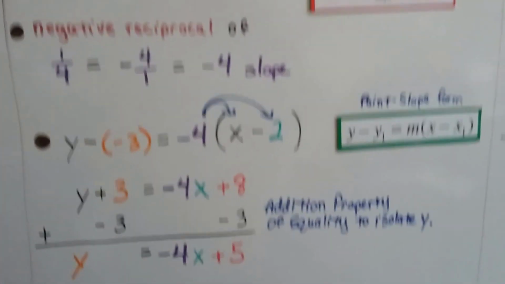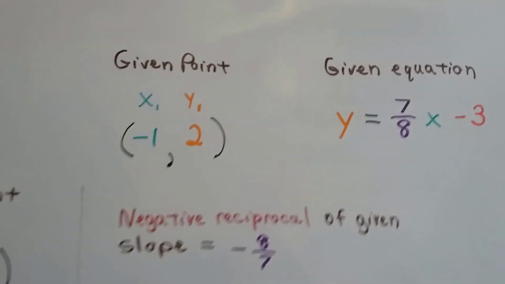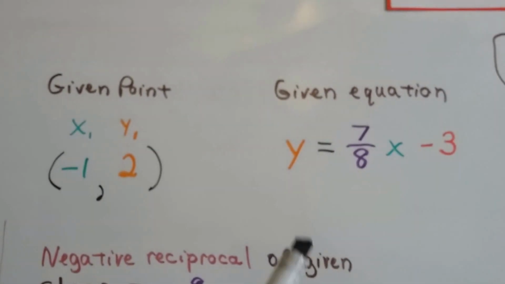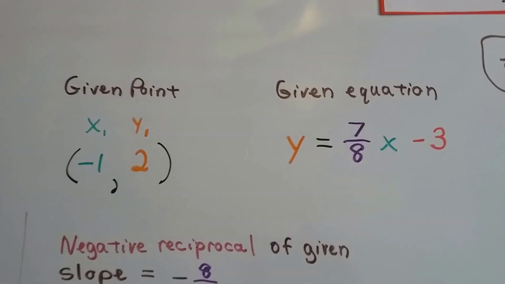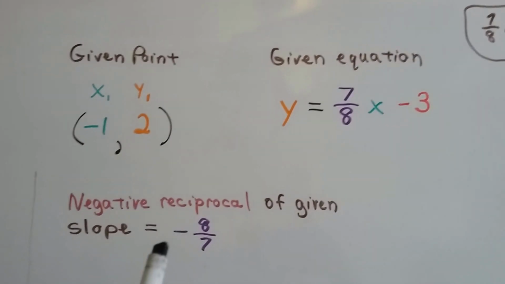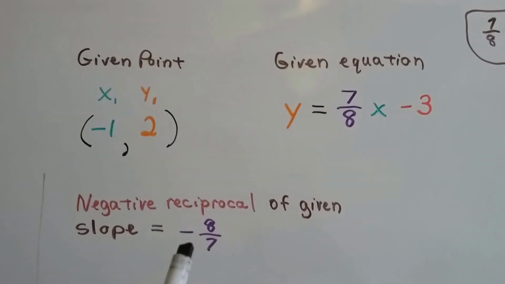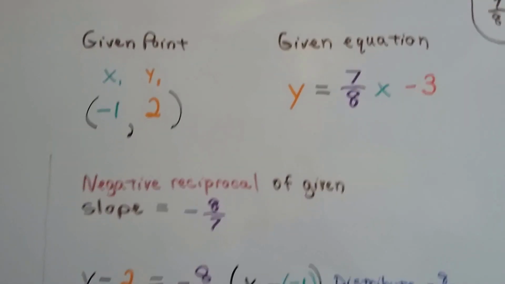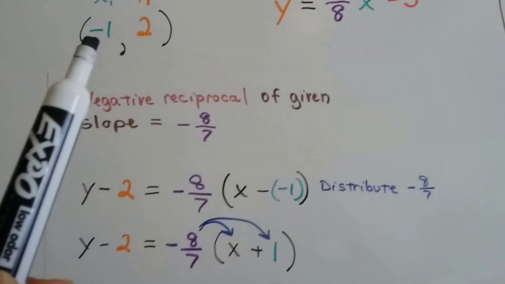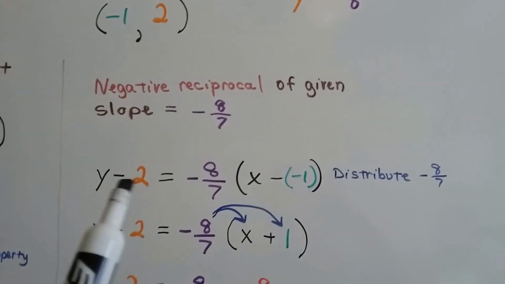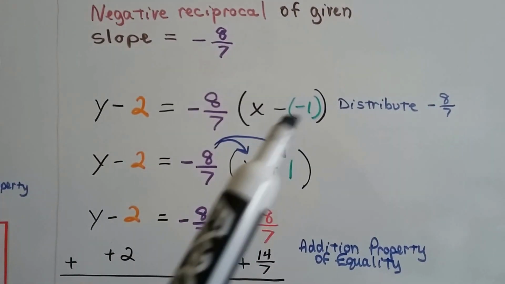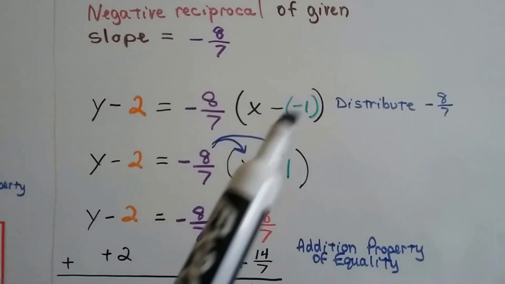Let's try it again. We've got our given point and our given equation. We're going to use the given point as the x1, y1 values. And look, our given equation is already in slope-intercept form. So the negative reciprocal of this slope is going to be a negative 8/7. We're going to spin it around and put a negative sign there. We're going to plug it into the point-slope form, and we're going to plug in the negative 1 and 2 as our x1, y1 values. And we're going to change this to a positive 1, because when you subtract a negative, you add the opposite.